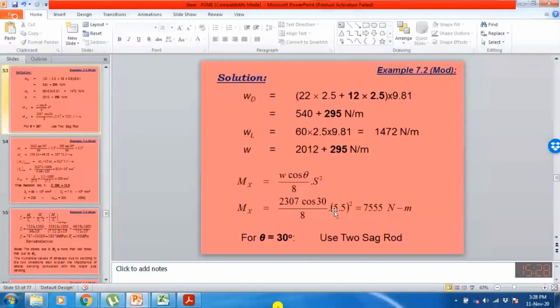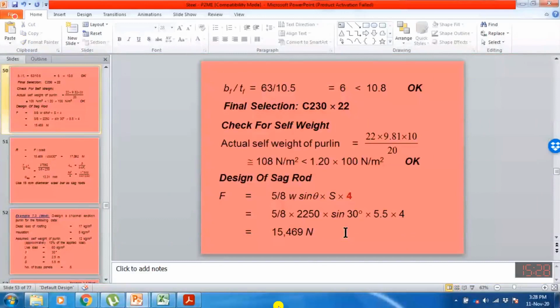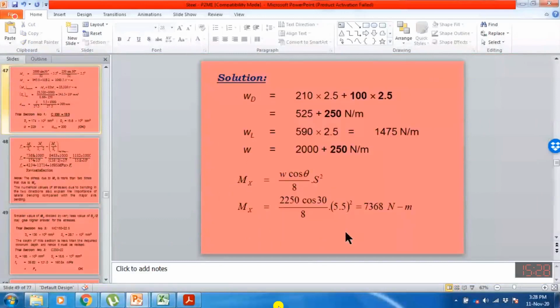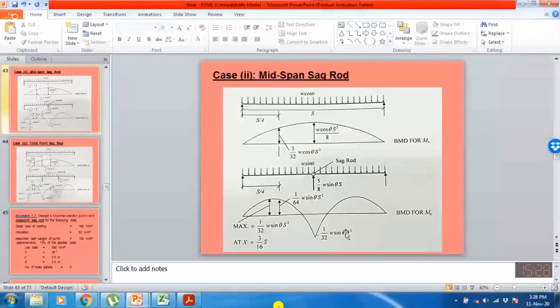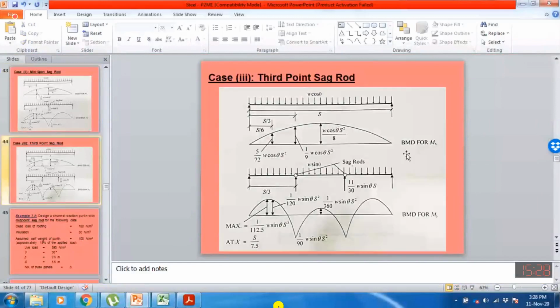So if we are using two sag rods, open page number 79 on your LRFD design aid. For two sag rods, we have this table on page number 80. Our Mx will be equal to omega cos theta s square by 8, and My will be equal to omega sine theta s square over 90. And force in the sag rod will be 11 by 30 into omega sine theta into s.